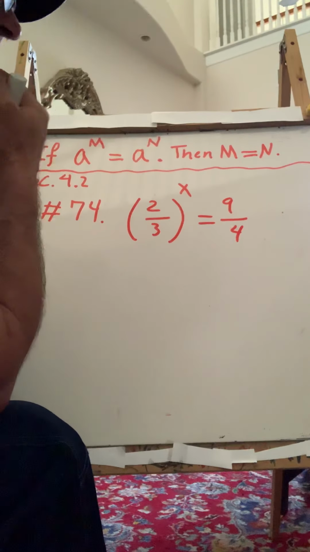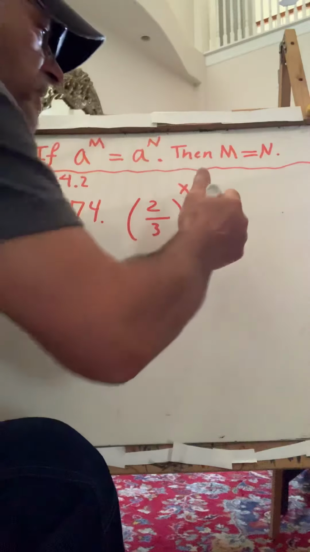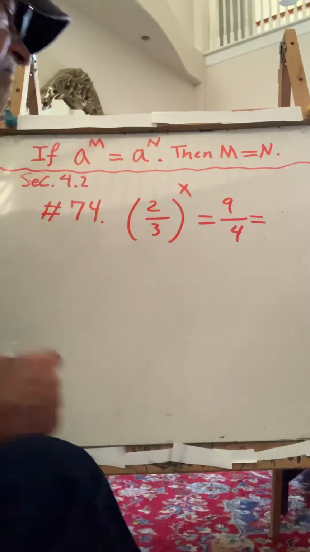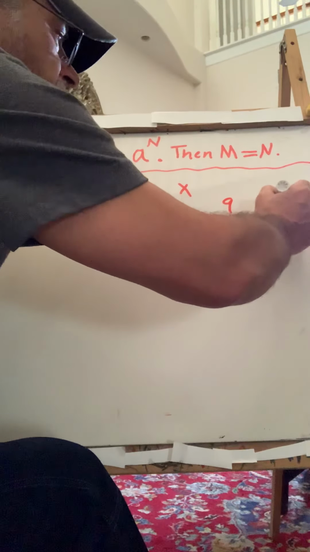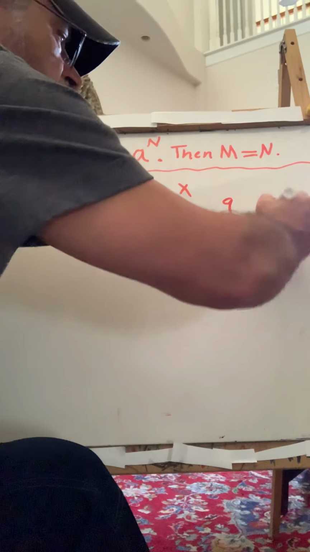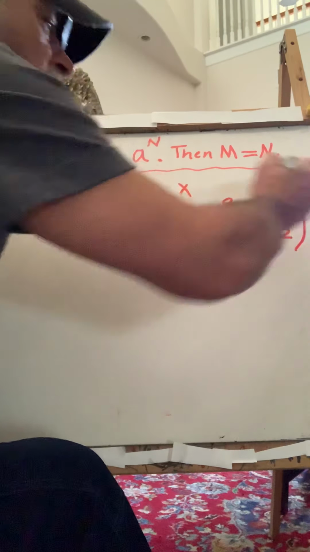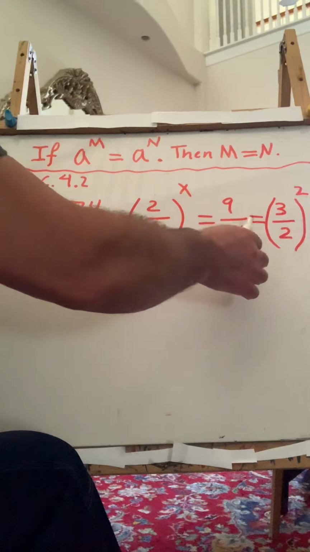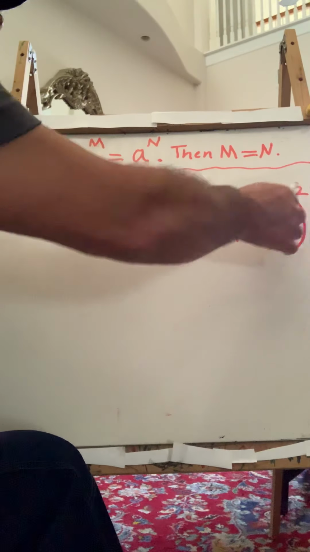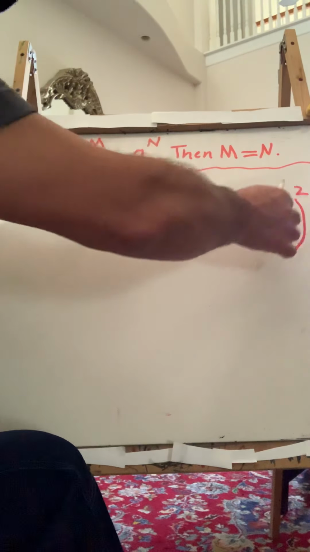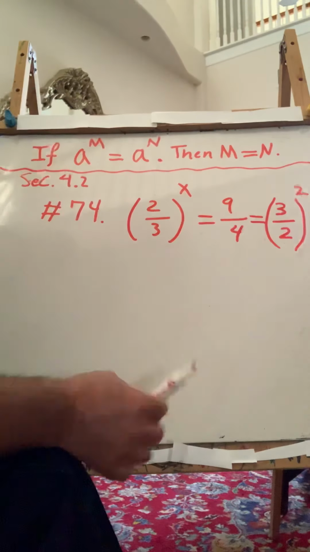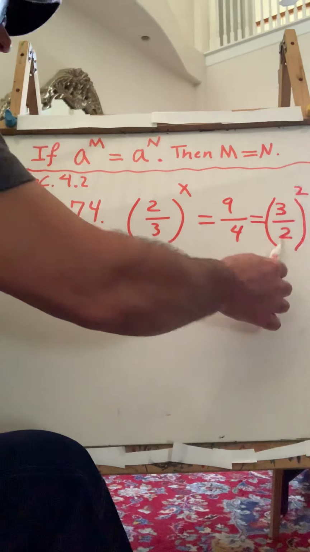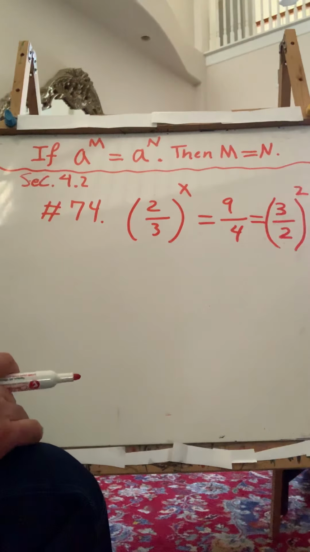Well, there is a little bit of observation we need to make here, because one thing is for sure, I think we can all agree that 9/4 can be written as 3/2 squared. And why is that? Well, as you know, the rule says when you square a fraction, you square the numerator, and also you square the denominator. So in this case, as you square 3, that gives you the numerator, which is 9. Also, as you square 2, you get 4. So you can see that it is definitely the same thing.